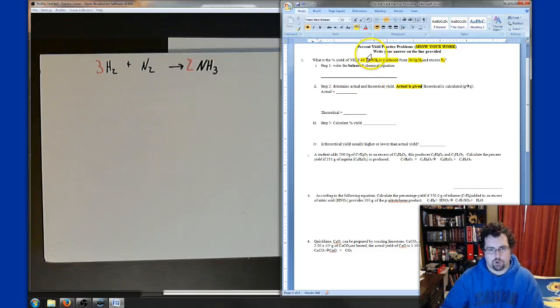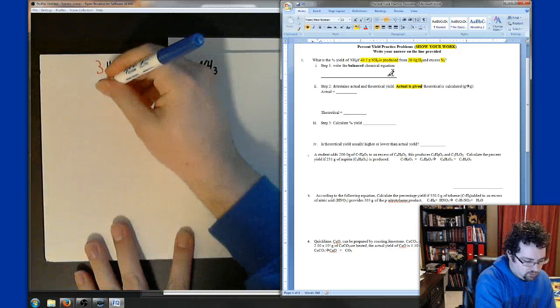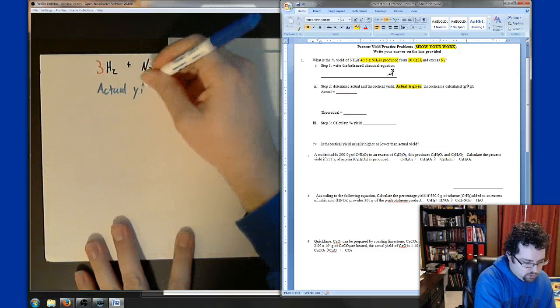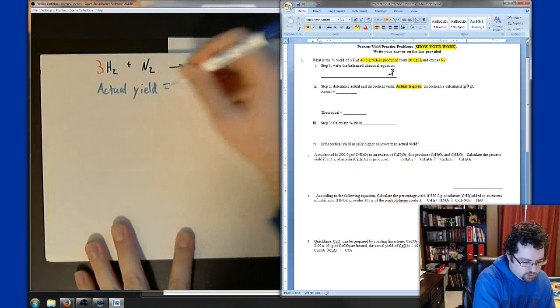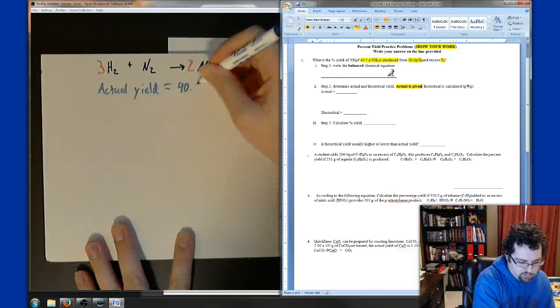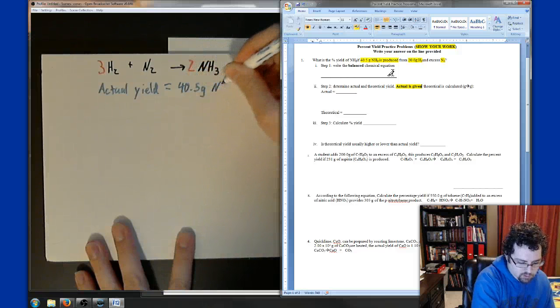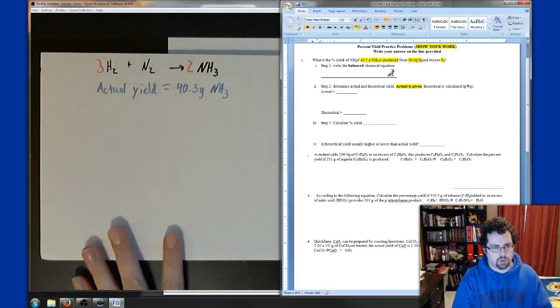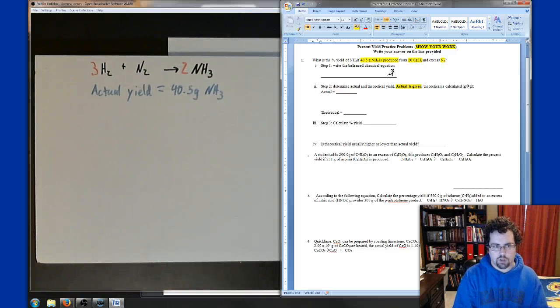In this one it says 40.5 grams of NH3 is produced. So that's my actual yield because that's the thing that is getting made in the reaction, and that's how much they actually got. Okay, so my actual yield equals 40.5 grams of NH3. Okay, so I have an actual yield. Now I have to calculate my theoretical yield.